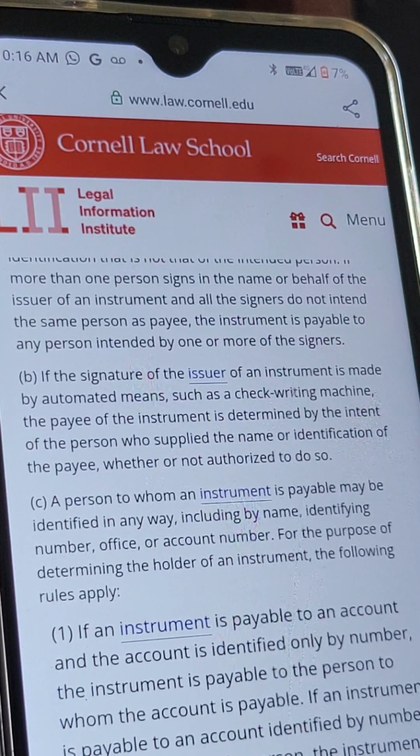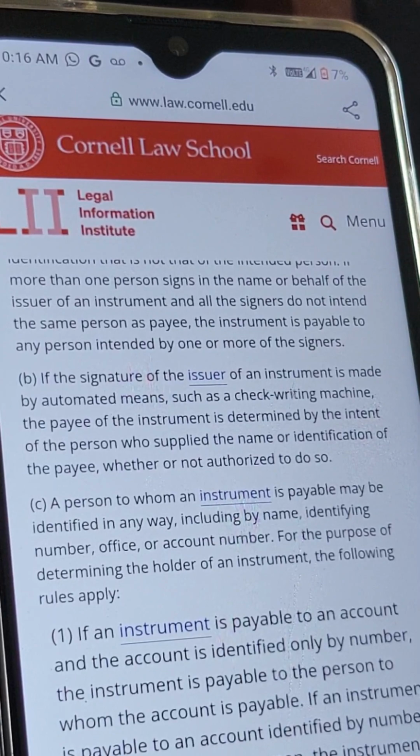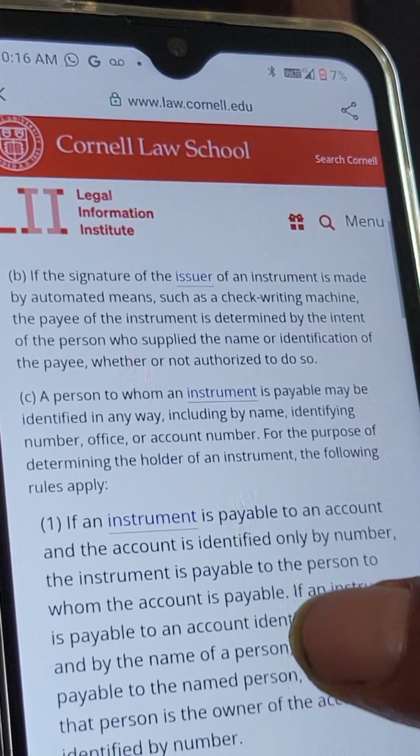A person to whom an instrument is payable may be identified in any way, including by name, identification number, office, or account number. Your social security account, or EIN number, driver's license number. You got so many numbers. For the purpose of determining the holder of an instrument, the following rules apply.